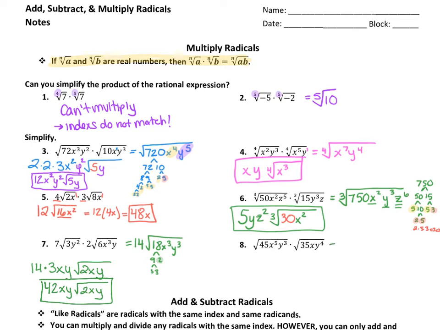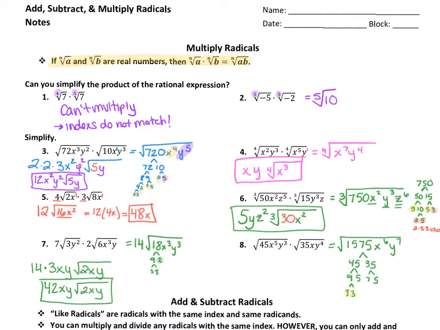And number 8, multiply them together, and I'm going to get 1,575 x to the 6th, y to the 7th. And I'll break this down back into 45 and 35, 9 and 5, 7 and 5, 3 and 3. And again, this is a square root, so I'm looking for those pairs.